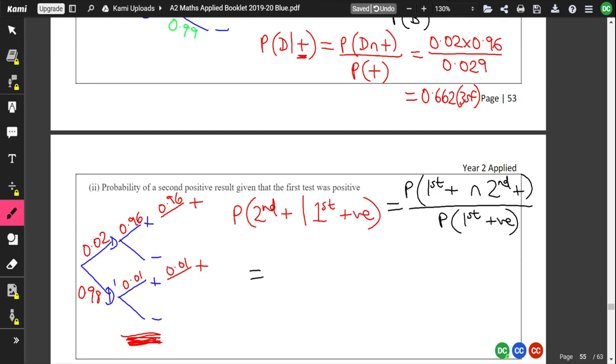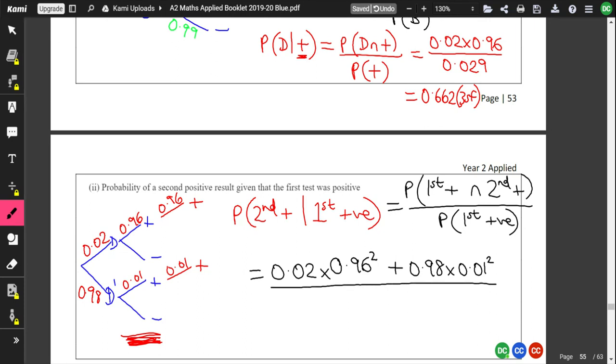So my numerator, first positive and second positive. So if they have the disease, it's 0.02, and then positive test result and another positive test result will be 0.96 times by itself. Or, so add, they do not have the disease, but then they get 2 consecutive positive results, which I can represent with that squared. Divide all of that by our answer to part A, and we get 0.639 to 3 sig fig.